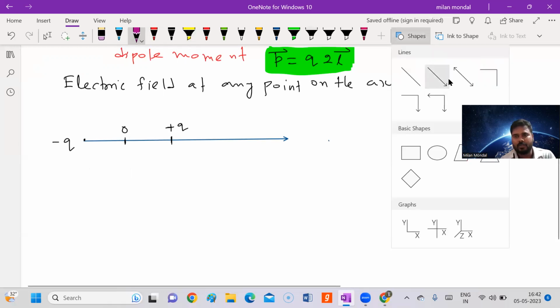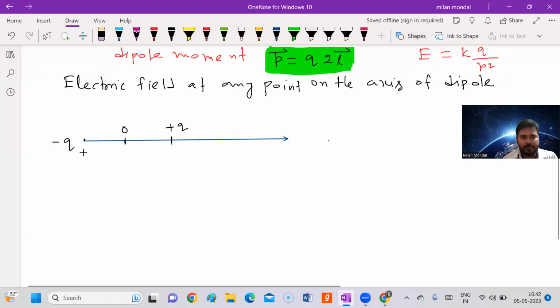So those two distances we can also consider. From this point to that point is L unit, definitely. So you can take either L meter or L centimeter. Here we will take only L unit. And again, this one is also L.